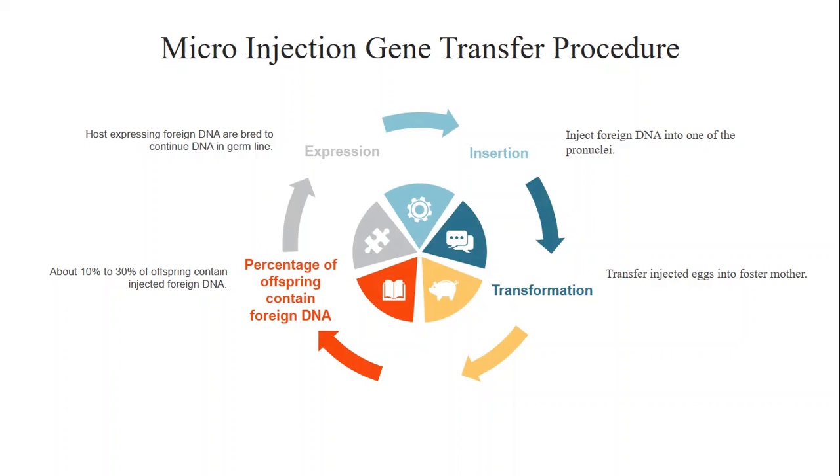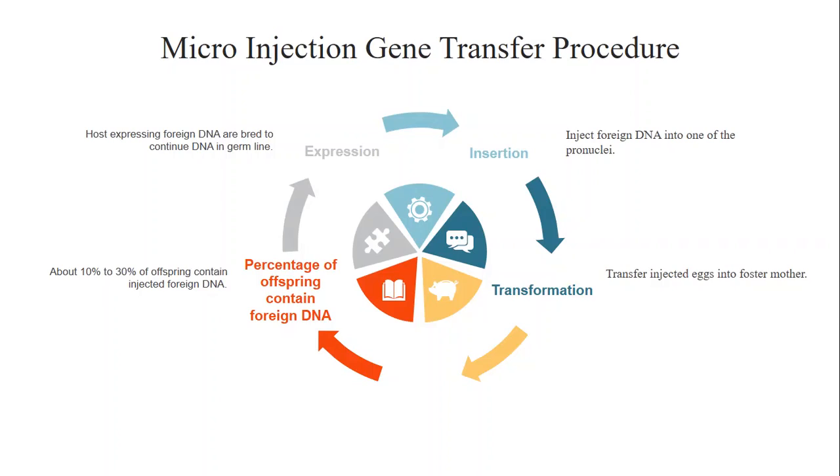Basic steps are followed: insertion, transformation, percentage of offspring containing foreign DNA, and expression. First of all, I tell you why the microinjection technique is used. Because of the amphipathic nature of the phospholipid bilayer of the plasma membrane, polar molecules such as DNA and protein are unable to freely pass through the membrane. So various physical or mechanical methods are used to overcome this and aid gene transfer.